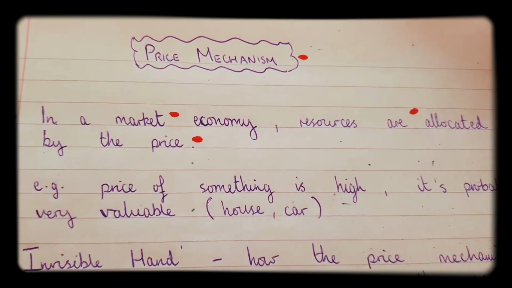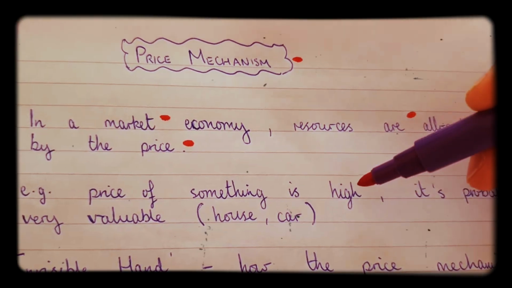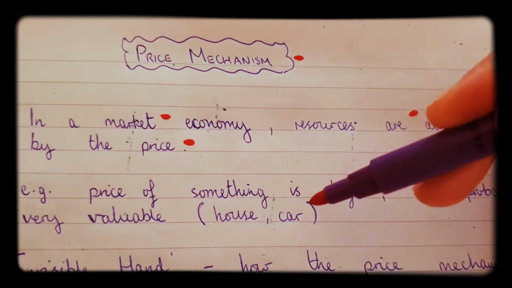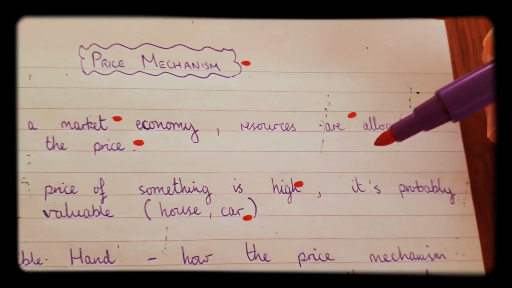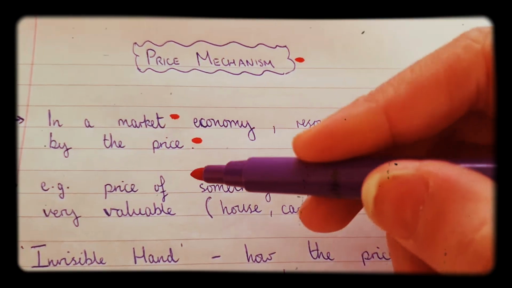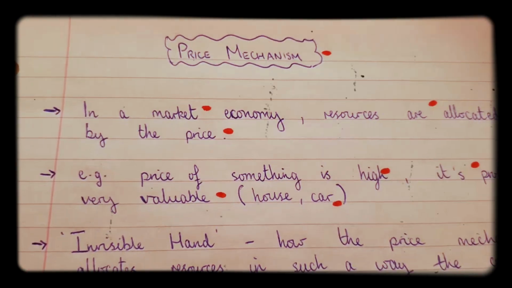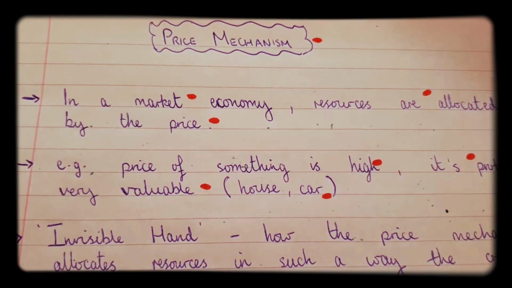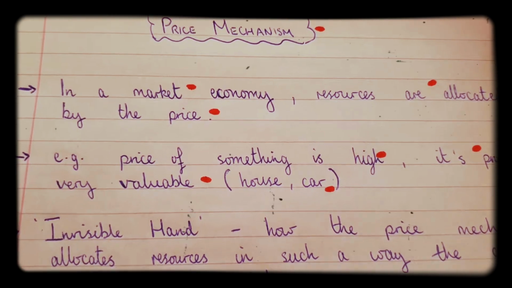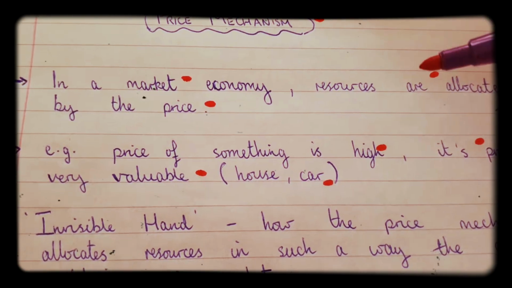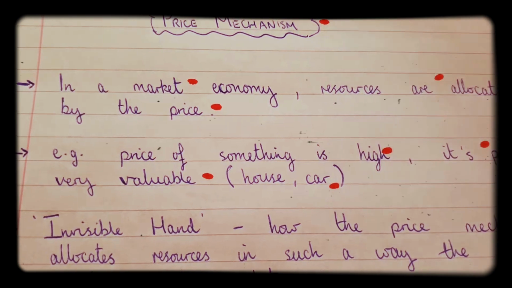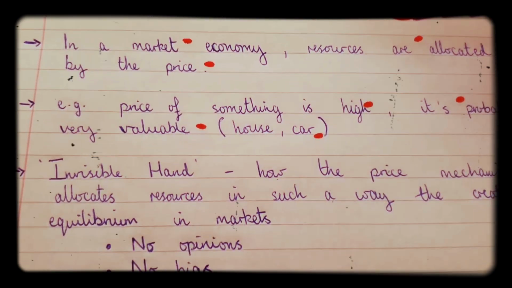So for example, if the price of something is high, something like a house or a car, it's probably going to be a very valuable product. That's just something that we can tell by looking at the price of something. It's going to be a valuable product.